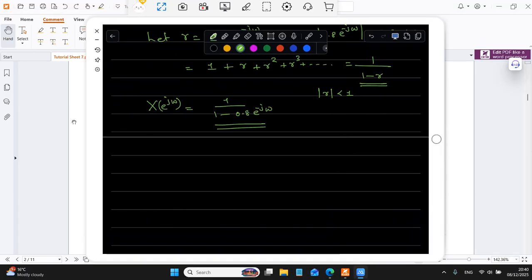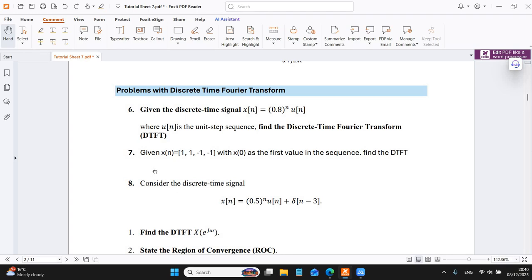The next problem: I will write it down. x of n is a sequence 1, 1, minus 1, and minus 1, where x of 0 is the first value. We have to find the DTFT of this signal.